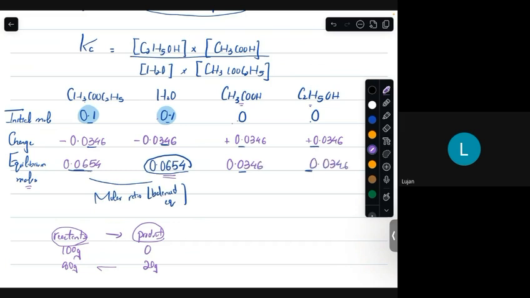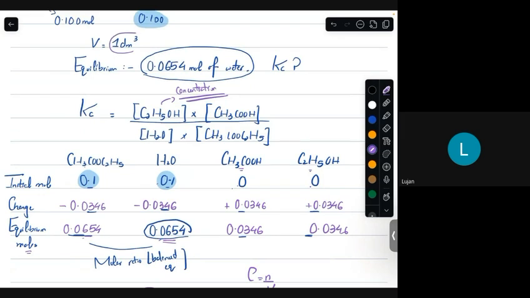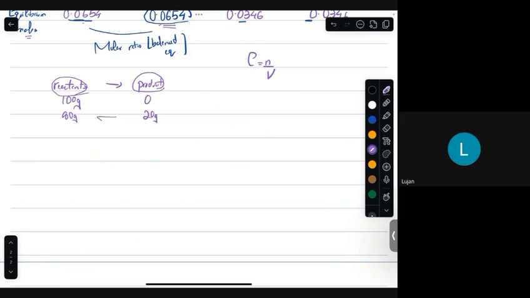Now, what is this? This is basically the moles. But in this expression, we are not putting up the moles. What do we have to put? The concentration, remember? And concentration is number of moles divided by volume. So now we have got the moles, we need to find out the volume, right? The volume is already given to us as 1. So anything that is divided by 1 is the same, right? So we are just going to put here the values to find out an expression for Kc.